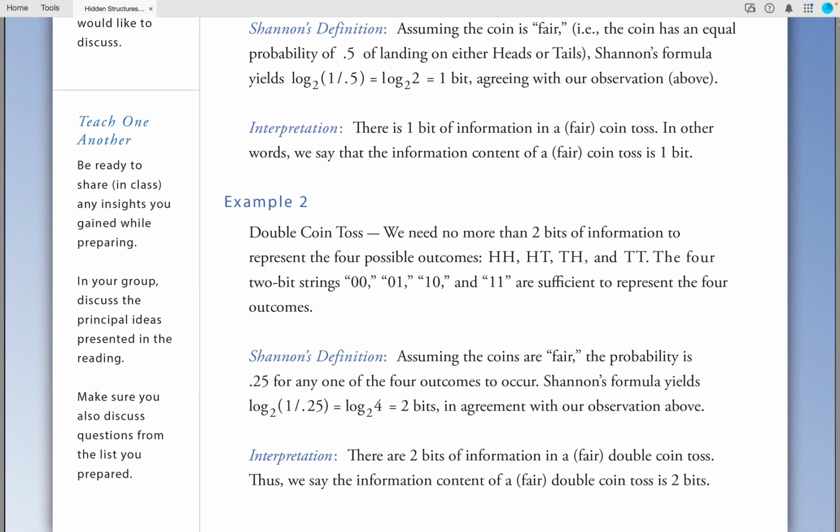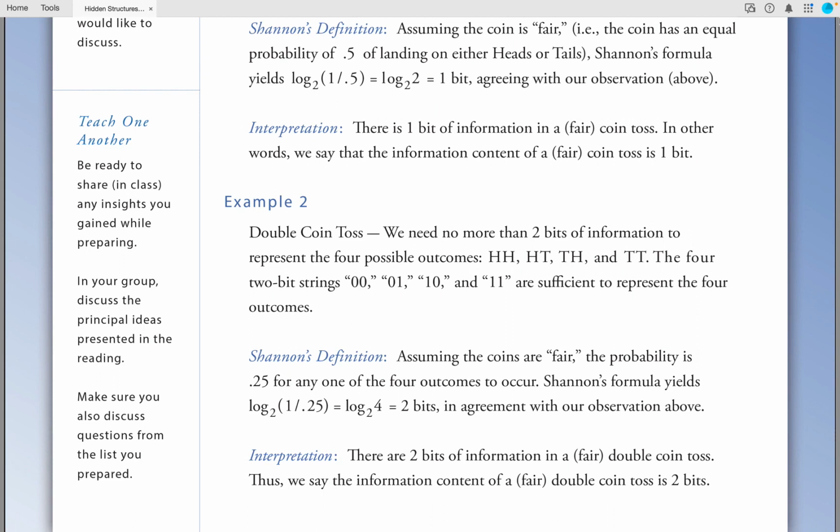Example 2. Double coin toss. We need no more than 2 bits of information to represent the 4 possible outcomes of heads heads, heads tails, tails heads, or tails tails. The 4 2-bit strings 00, 01, 10, and 11 are sufficient to represent the 4 outcomes.